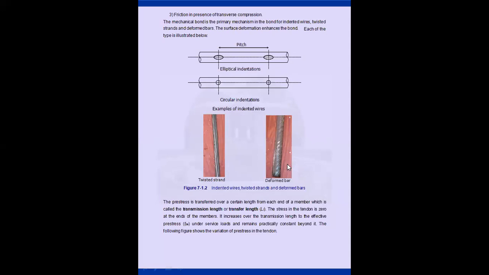Here the bond which is created between the bar or tendon and the concrete is nothing but mechanical bond, where the transmission of force takes place. You have to understand it clearly. The pre-stress is transferred over a certain length from each end of a member, which is called the transmission length or transfer length. What do you mean?